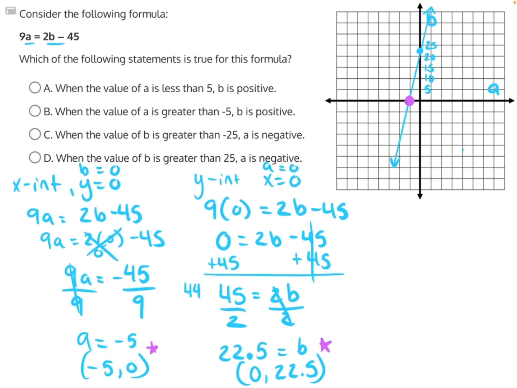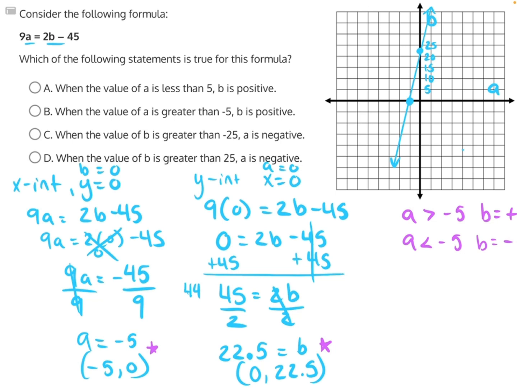If we look at our x-intercept, we can see that everything greater than this x-intercept has positive y values, and everything less than that intercept has negative y values. So we can say when a is greater than negative 5, b is positive. And then when a is less than negative 5, b is negative, and that will help us find our answer.